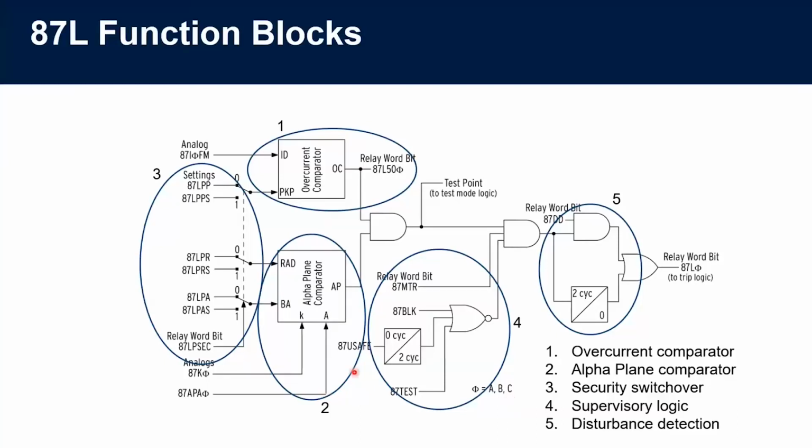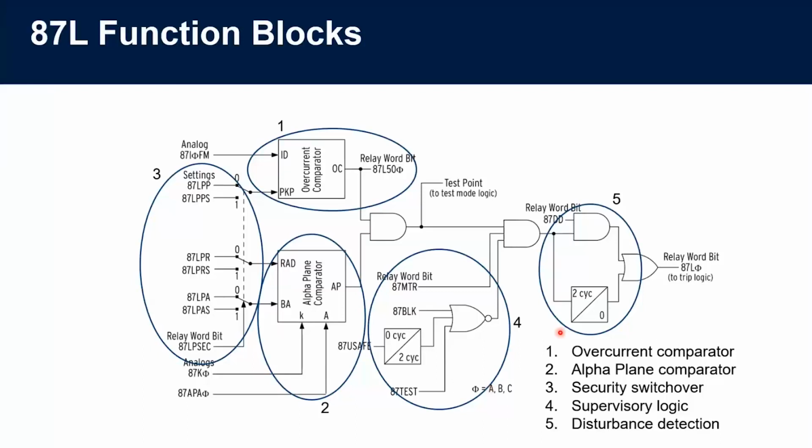We have the security switch over. This part takes care of switching the settings of the alpha plane based on the external fault detection. On 4, we have the supervisory logic, which mainly takes care of problems in the exchange data with the other relay, problems like bad bits in the communication, for example. And at the end, we have a disturbance detection supervision logic, okay?